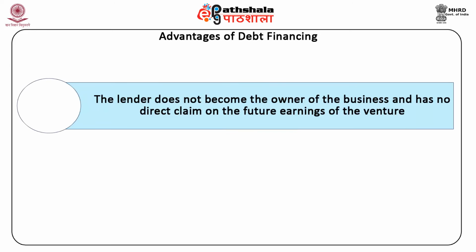The lender does not become the owner of the business and has no direct claim on the future earnings of the venture. Moreover, lenders do not have a say in the working of the business. The entrepreneurs are free to take decisions without interference. Thus, the entrepreneur retains ownership and control in the business, as well as maximizes its earnings by paying a fixed rate of interest.